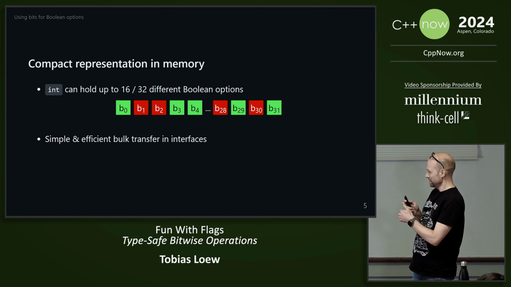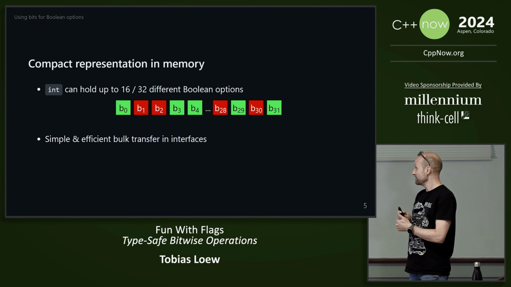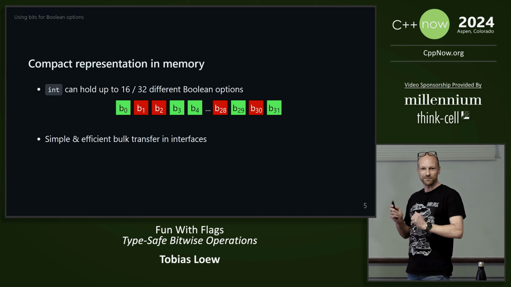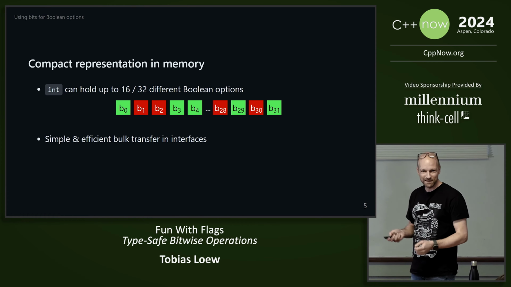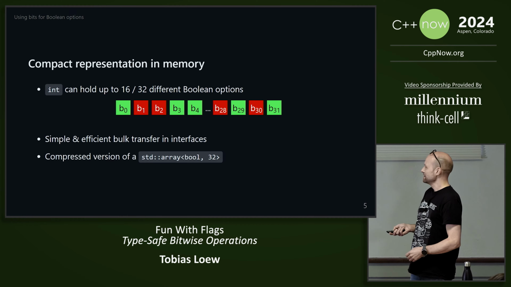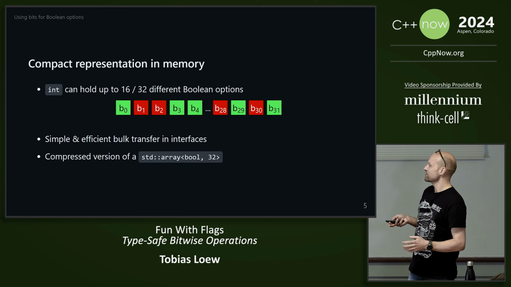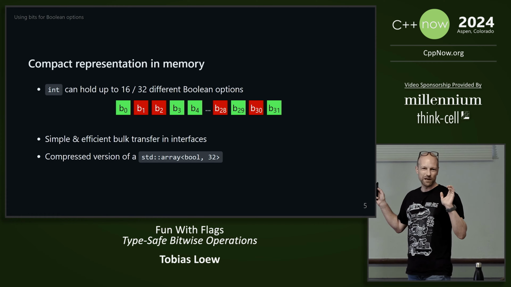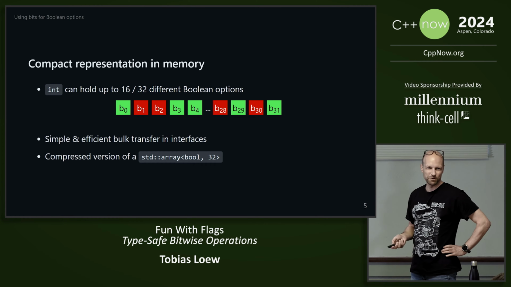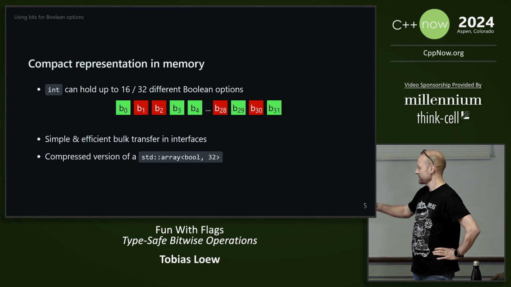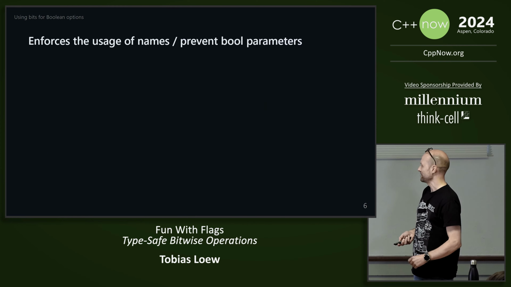We also have a simple and efficient bulk transfer in interfaces. Just transfer it as an argument. You can see it somehow as a compressed version of a std::array of bool with 32 entries. But forget about that right now.